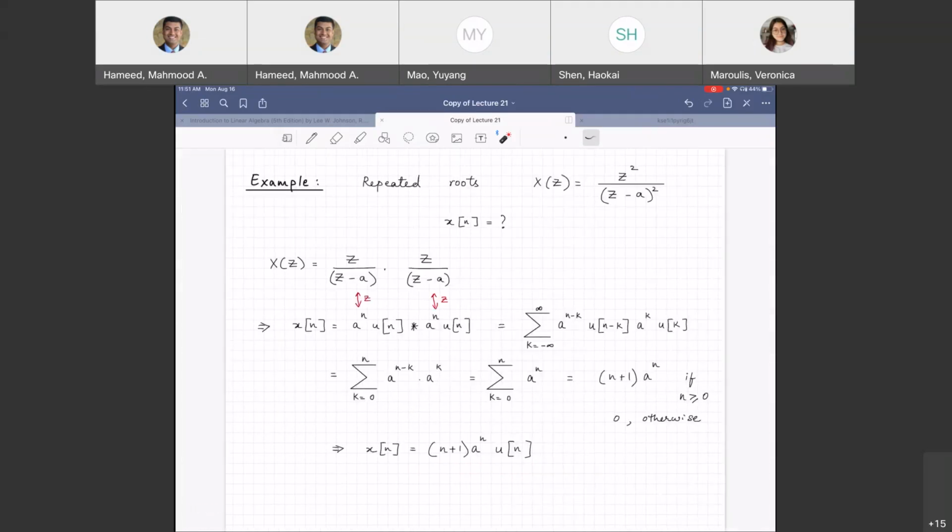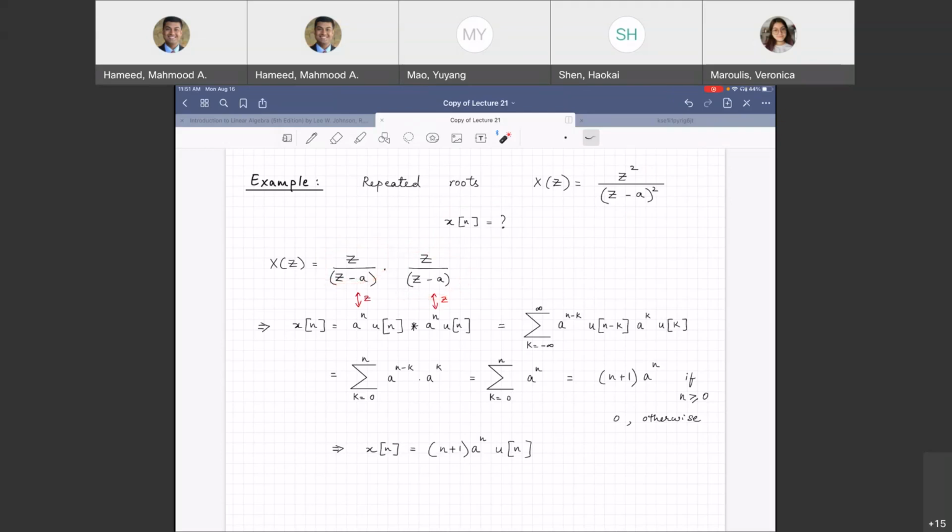How do you deal with repeated roots? You have x of z given to us as z squared divided by z minus a whole squared. So you've got two zeros at 0 and you've got two poles at a. What is x of n? Well, we can do a lot of things with this. You can save a z term, you do partial fractions, then you can go through that standard approach, or you can notice that this is a product of two functions that are exactly the same, z divided by z minus a multiplied by z divided by z minus a.